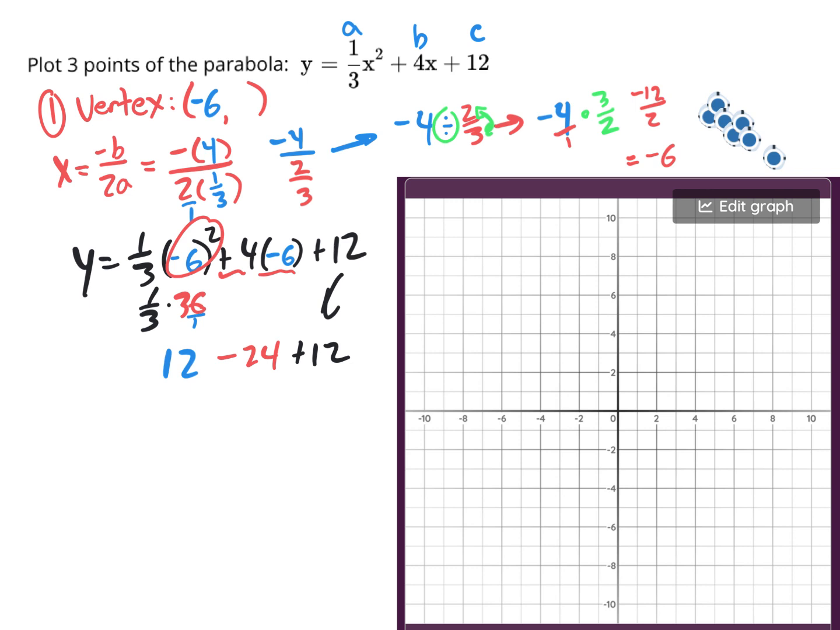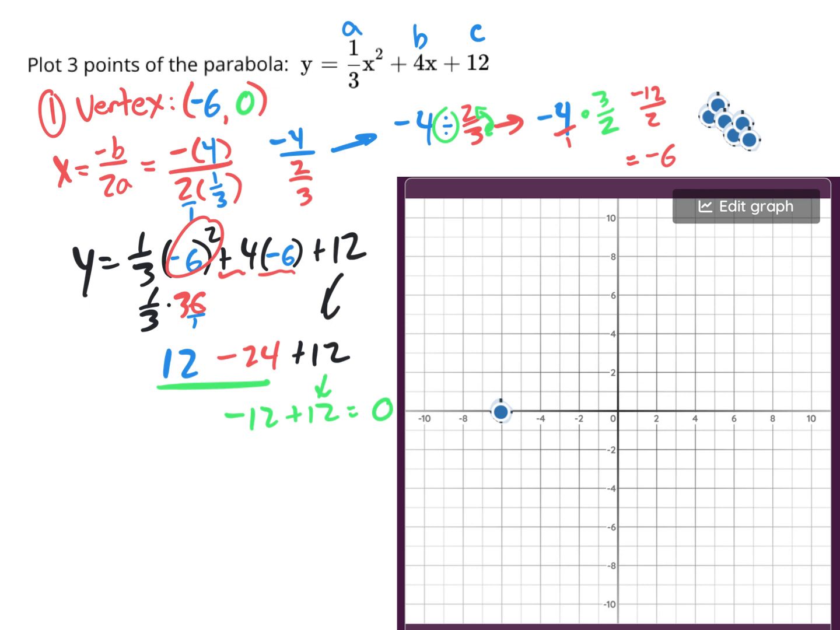So from left to right, 12 take away 24, that's negative 12, and negative 12 plus 12, that'll be 0. So our vertex has a y value of 0. So let's plot that point, the location negative 6, 0. That would be negative 6, and you don't go up or down, that's right on the x-axis itself, that's negative 6, 0.